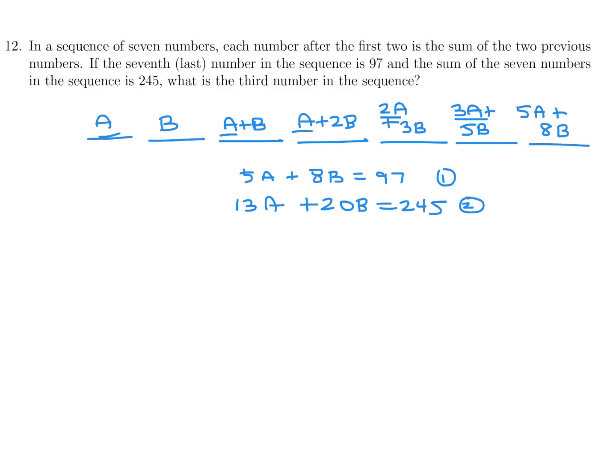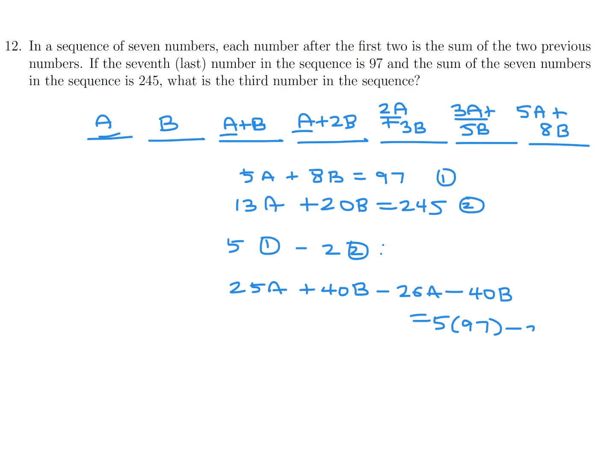Okay, so that's a fairly straightforward system of equations. I just have to solve those. However you want to do it, I think I'm going to do 5 times equation 1 minus 2 times equation 2. That'll do it. That'll give me 25A plus 40B minus 26A minus 40B. Already something cancels. 5 times 97 minus 2 times 245. So this basically gives me minus A is equal to minus 5.